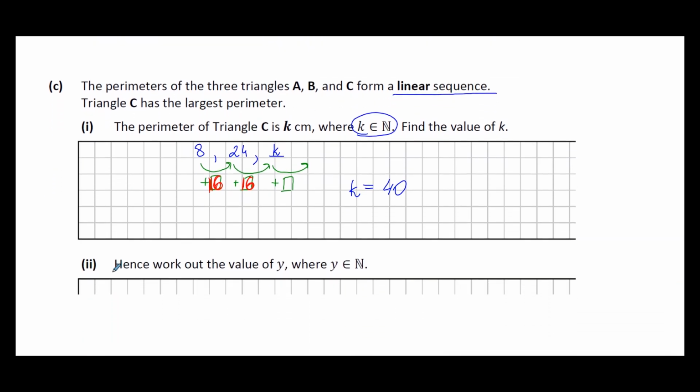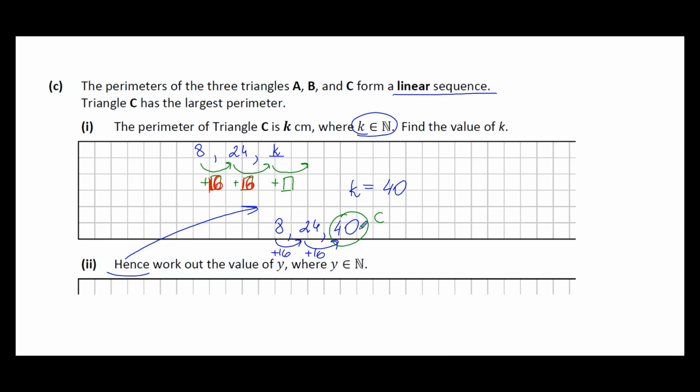Now, the next part is saying hence. Hence means what? With the knowledge we just acquired. What is that knowledge we just acquired? That the first triangle is 8, next 24, and now we know that the last one is 40, and every time we are adding 16. So that's what we know. We know that this is the perimeter of the last triangle C. So what do we need to do? We have to work out the value of y.